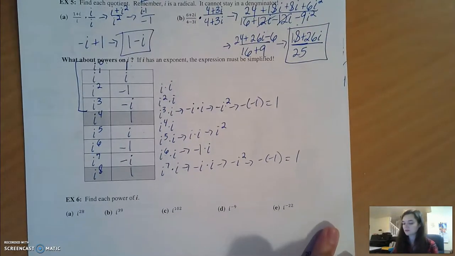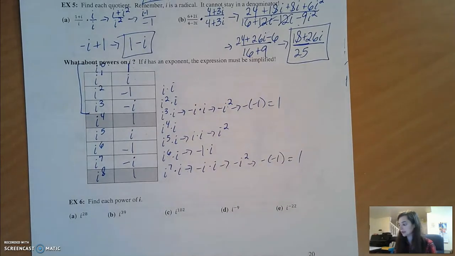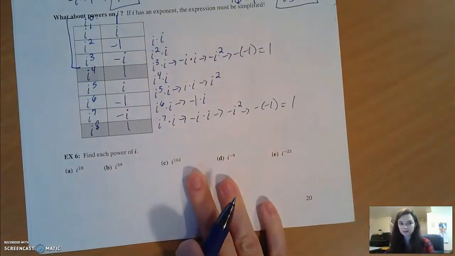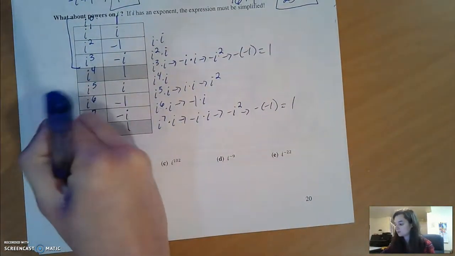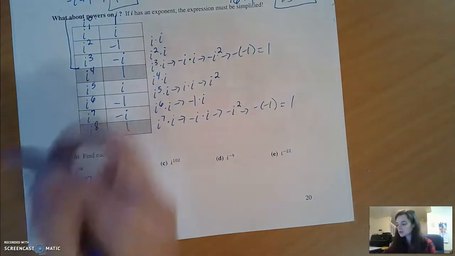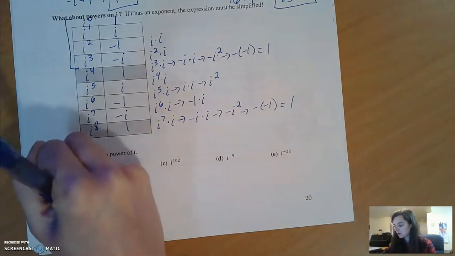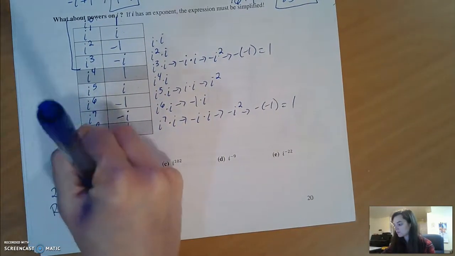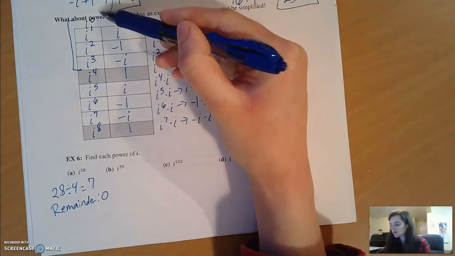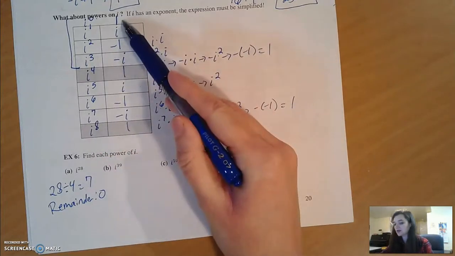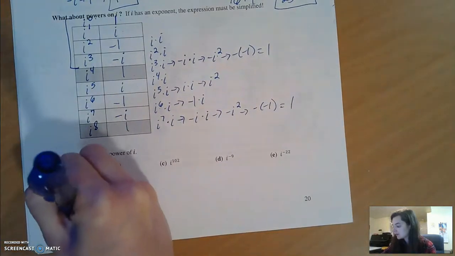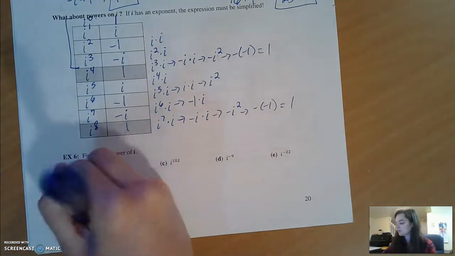Good. So the first one I have down here is i to the 28th. If I take the exponent 28 and divide by 4, what I get is 7. It divides out perfectly, which means you have a remainder of 0. So that means it's equivalent to i to the 0, which means that i to the 28th is 1.